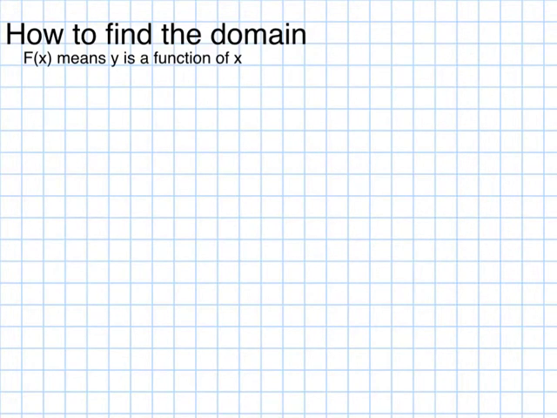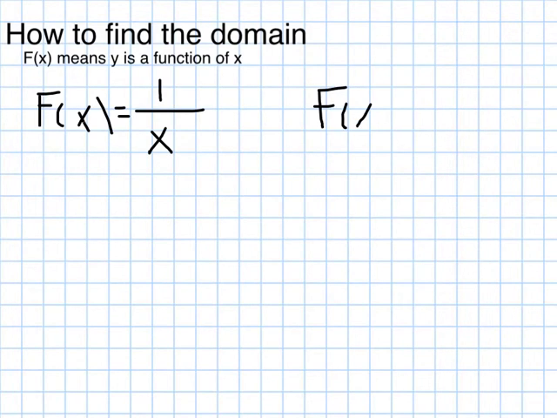Now x is going to have restrictions. Its restrictions would be the domain. So the domain are only the values that x can be equal to. And there's really only two types of equations that we will look at that have a restriction on x. The first one is if I have a rational equation, and the second one is if I have a square root equation.